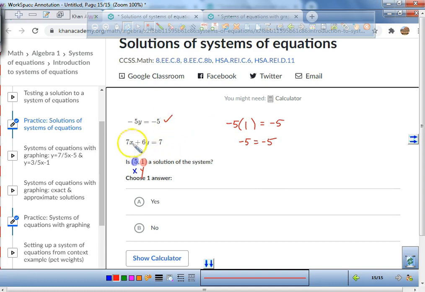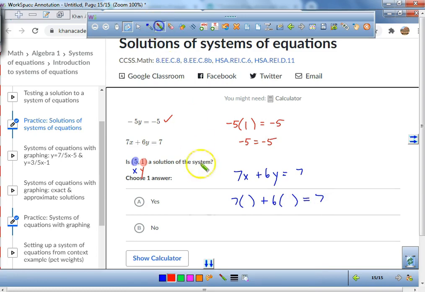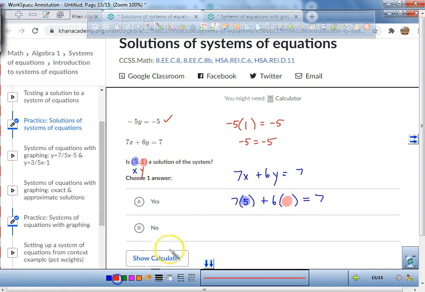So that one works. Now I got to check the bottom one. Okay, 7x plus 6y equals 7. 7 open parentheses plus 6 open parentheses equals 7. And once again, I'm going to take my x value and plug it in here. I'm going to take my y value, plug it in here. Hopefully you can see it's not going to work because that's going to be 7 times 5. This is going to be 6 times 1. Ain't no way that's going to equal a 7, but we're still going to work it out just to show you.